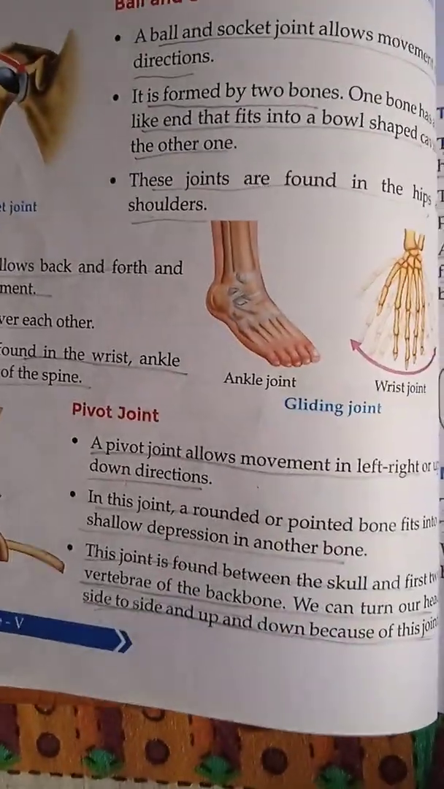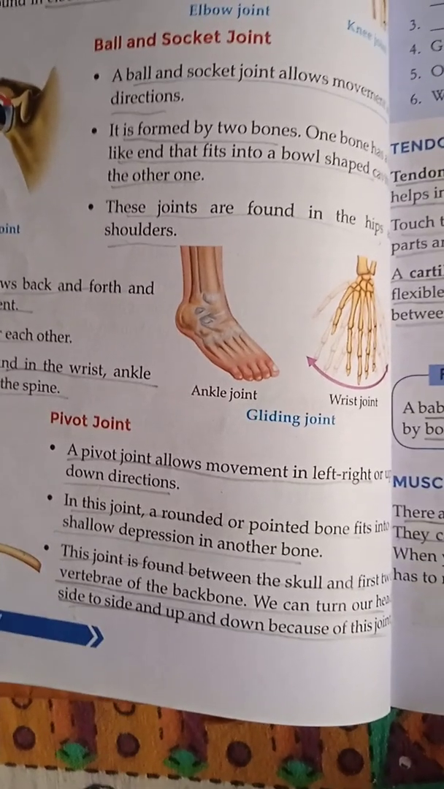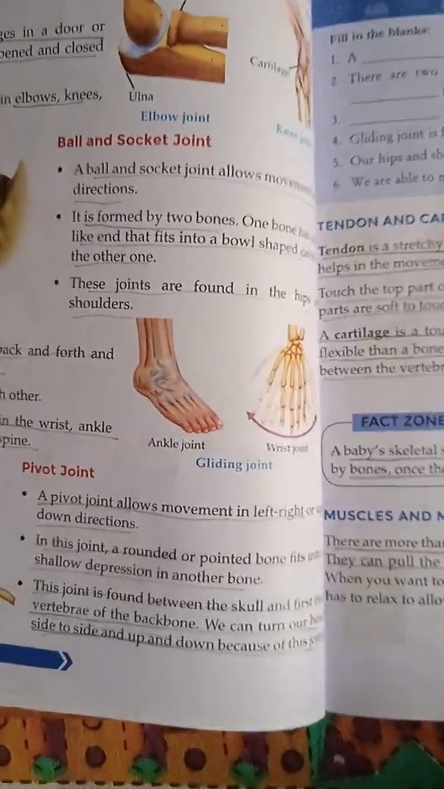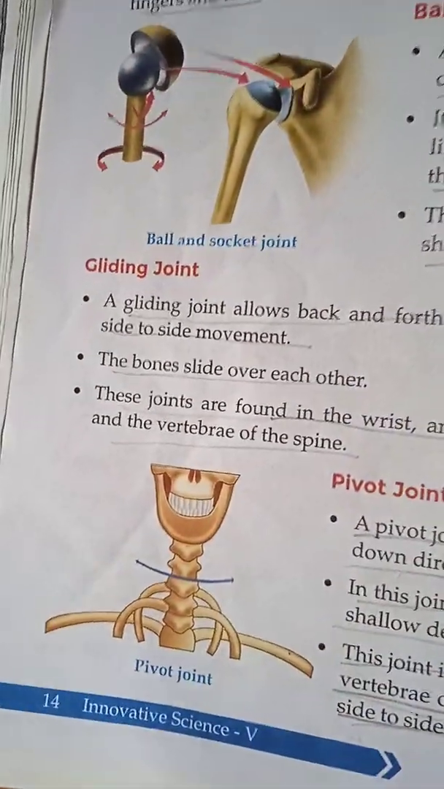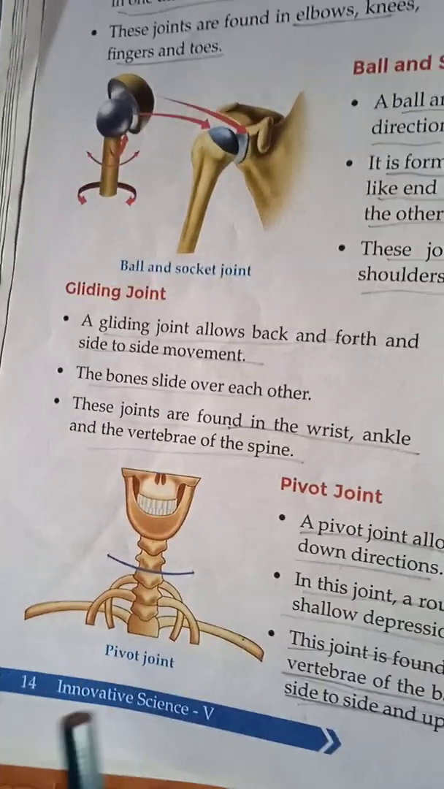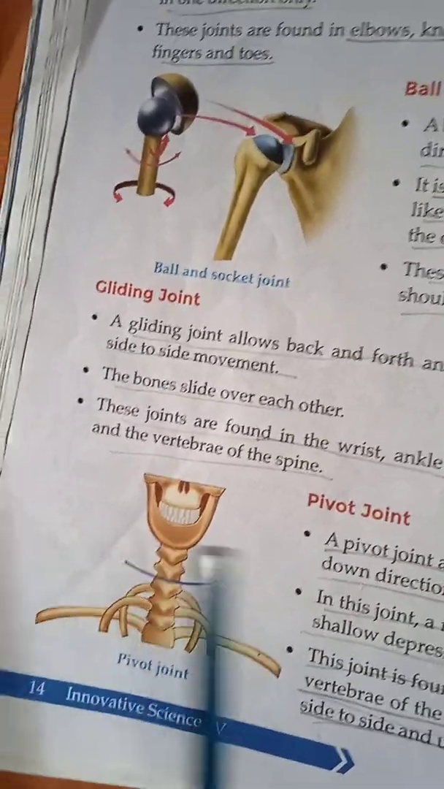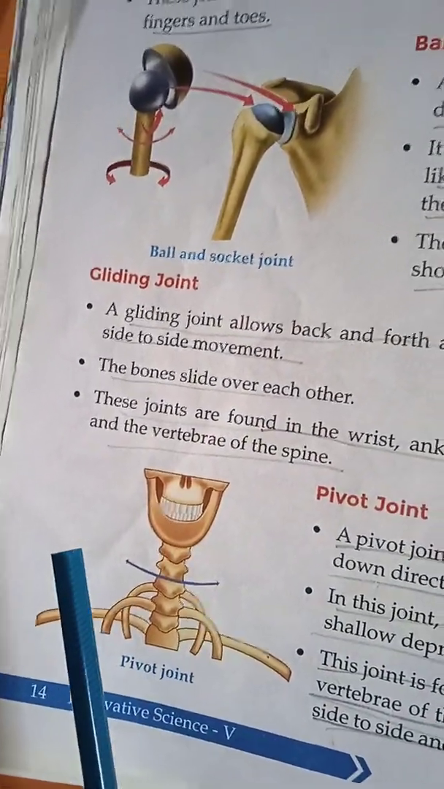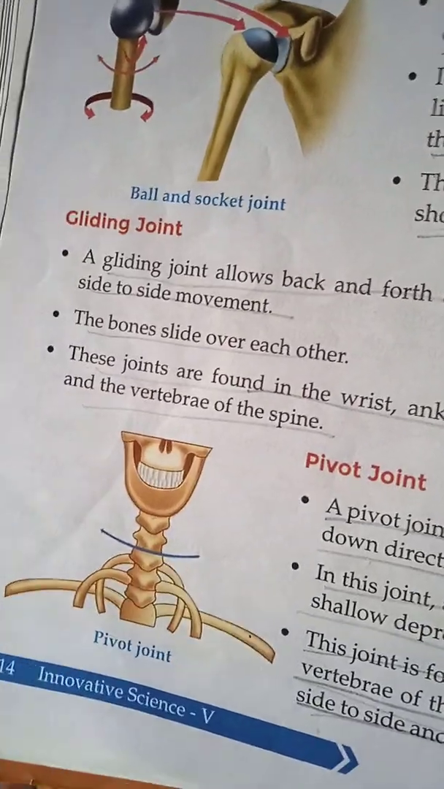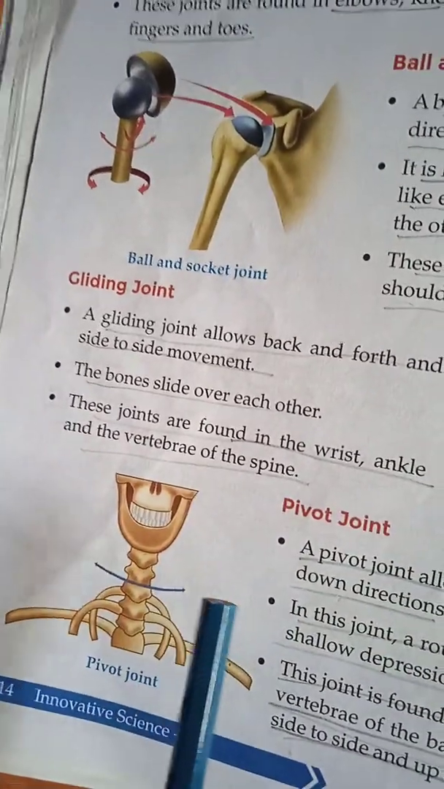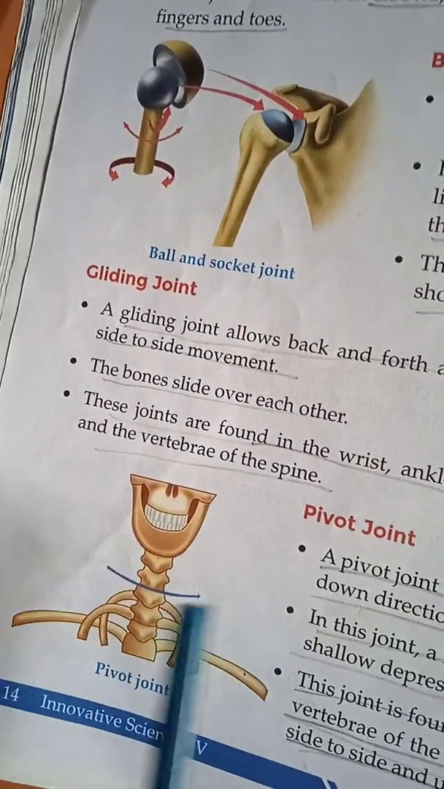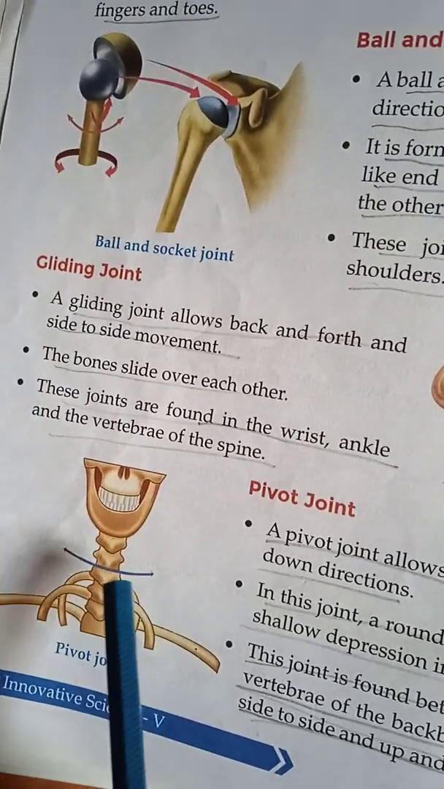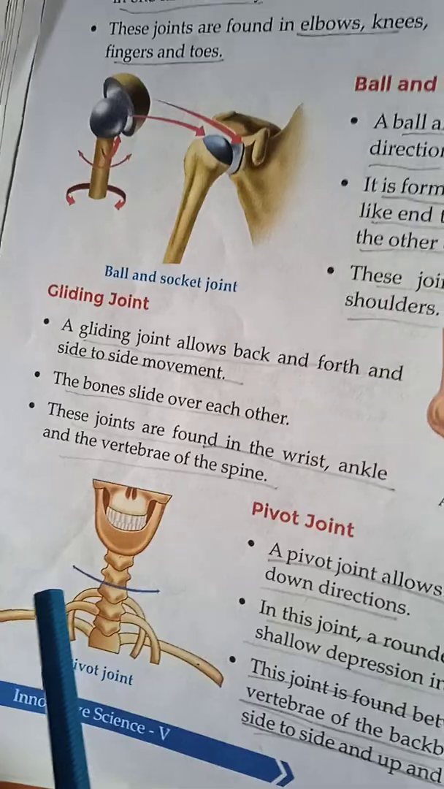Now lastly we are going to deal with the pivot joint. This allows our movement left and right, up and down, as you can see in this figure. With the pivot joint you can move your neck left, right, up, and down. This is because of the presence of the pivot joint. It may be a rounded or a pointed bone that twists into a shallow depression in another bone. The bone can be a pointed one or a rounded one, and it is fixed inside the other bone.